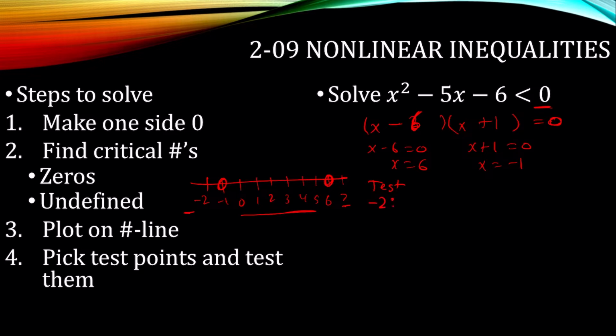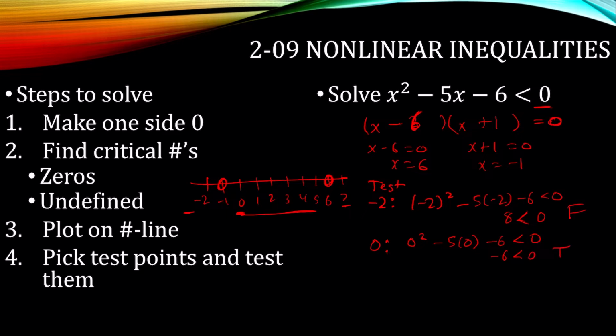So I'm going to pick a test number from each of those spots, such as negative 2. So we plug that into the original inequality and see if it's true. So 4 plus 10 is 14, minus 6 is 8, is less than 0. No. Let's try testing something in between negative 1 and 6. 0 is between negative 1 and 6. Plug that into the original inequality, and I get negative 6 is less than 0. That's true. So I'm going to go ahead and draw the line there where it's true.